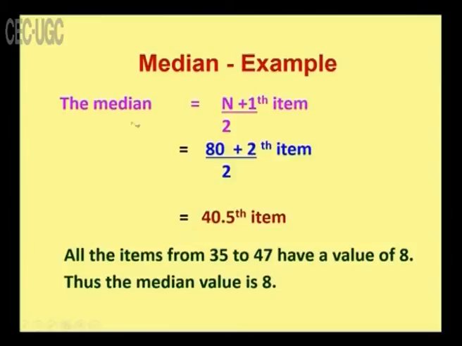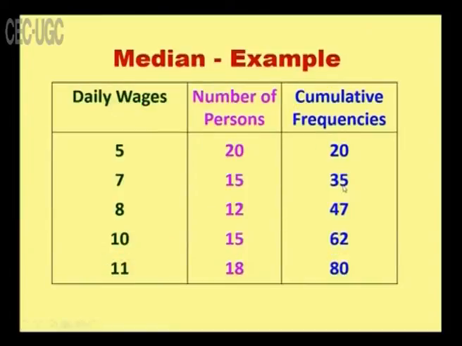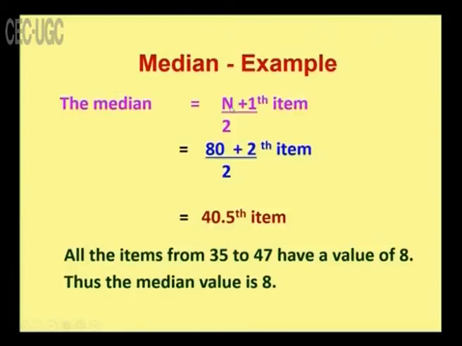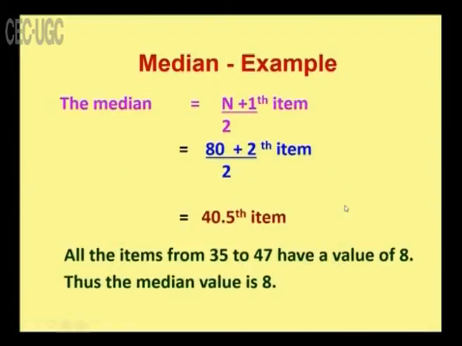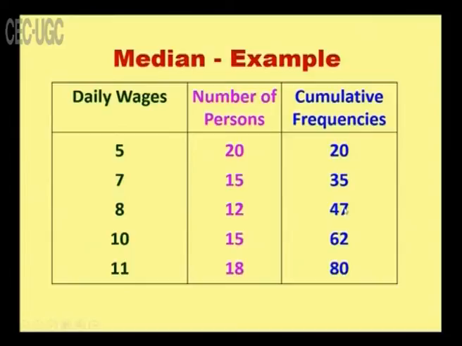And now, what is the formula? It is always the (n plus 1) by 2 th item. Here the modal class, which has the highest frequency, is 18, and n is 80. Therefore the median is (n plus 1) by 2, that is the 40.5th item. Where is it falling? It is falling somewhere in this item, and therefore we can say that the median value is 8, because the cumulative frequency 47 corresponds to the daily wage equal to 8, and therefore in this example the median is 8.